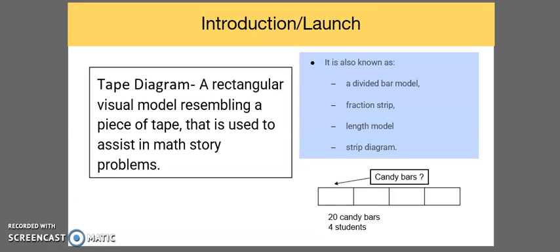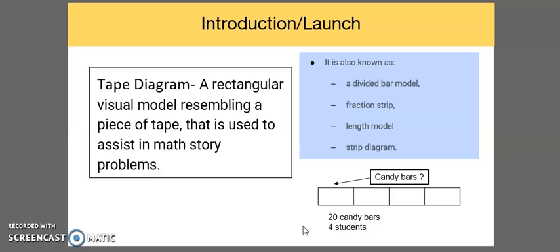A tape diagram is a rectangular visual model resembling a piece of tape that is used to assist in math story problems. Sometimes tape diagrams can go by other names, such as a divided bar model, a fraction strip, length model, and a strip diagram. Here is an example of what a tape diagram might look like.